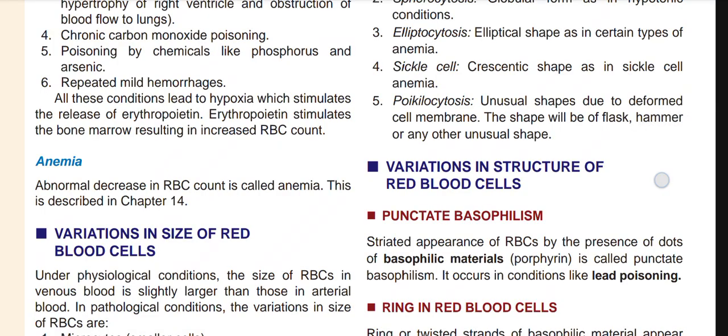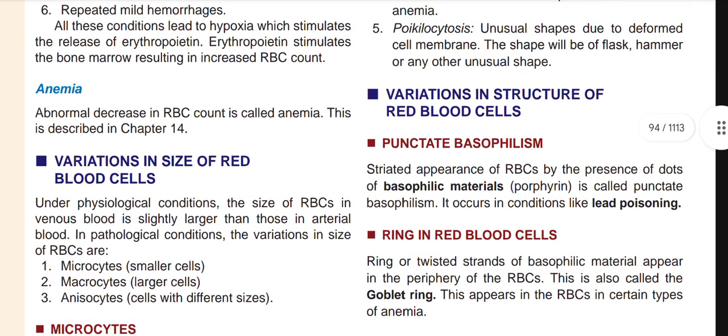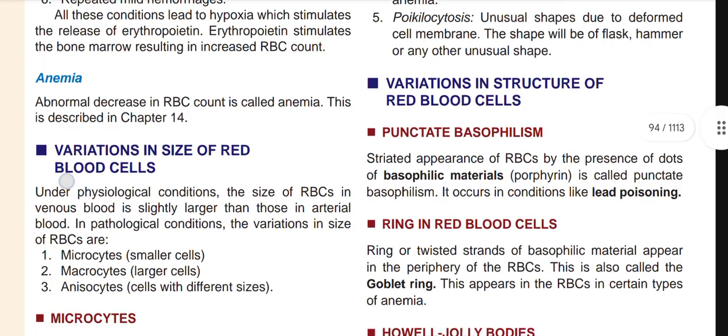Variation in structure of RBC. Punctate basophilism: striated appearance of RBCs by the presence of dots of basophilic material like porphyrin is called punctate basophilism. It occurs in conditions like lead poisoning.